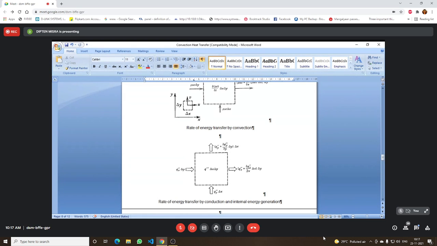Similarly, the energy leaving will be equal to the heat flux at this face. The heat flux at this face will be equal to Qx double prime plus del x of Qx double prime into delta x, multiplied by the area, delta y into 1. Similarly, the energy leaving will be equal to the heat flux leaving at this face, that is Qy double prime plus del y of Qy double prime into delta y, whole into area delta x into 1. So these are the energy entering and leaving this control volume through conduction. These are the energy entering and leaving the control volume through convection.